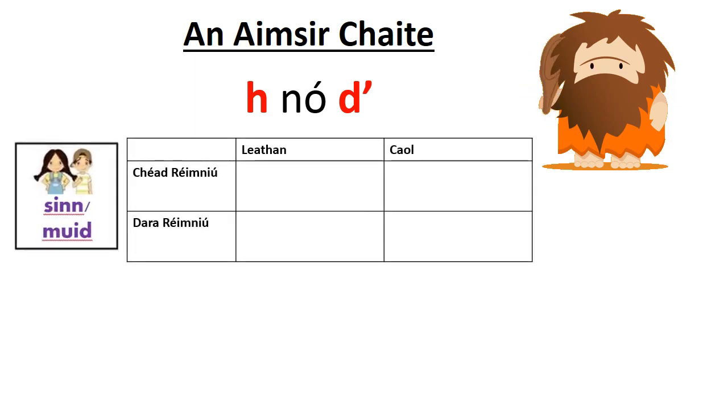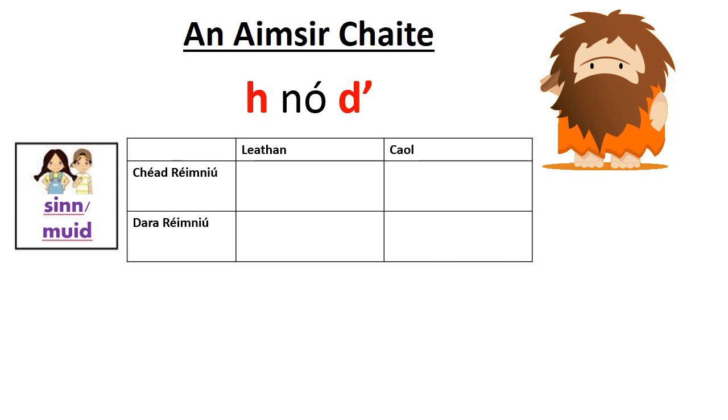The only other real difference in the aimsir chaite is that when we're using sinn or muid, we add on an ending. So we get our sinn and our muid and we kind of absorb it into the verb. This happens in the other tenses as well, and it also happens in the aimsir láithreach with mé. But in the aimsir chaite, the only time we do this is for we.